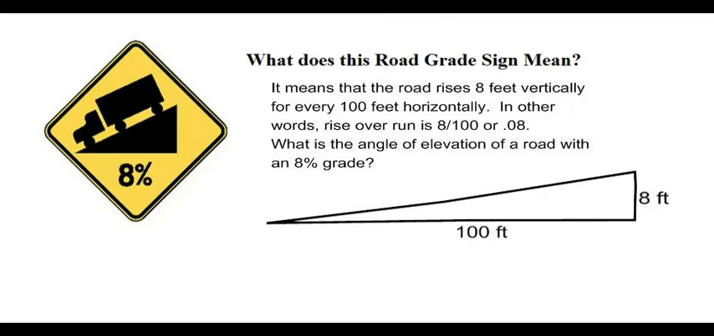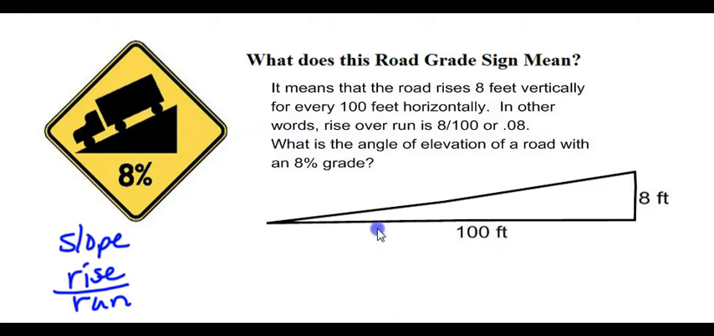The next problem I want to look at is another application of this involving road grade. Sometimes you'll see in a mountainous area a road sign that looks like this saying that the grade of the road is 8%. Basically, grade is slope. It's measuring rise over run in a percentage form. So in other words, for every 100 feet of road that you travel in a horizontal direction, the road goes up 8 feet. So 8 over 100 is 0.08.